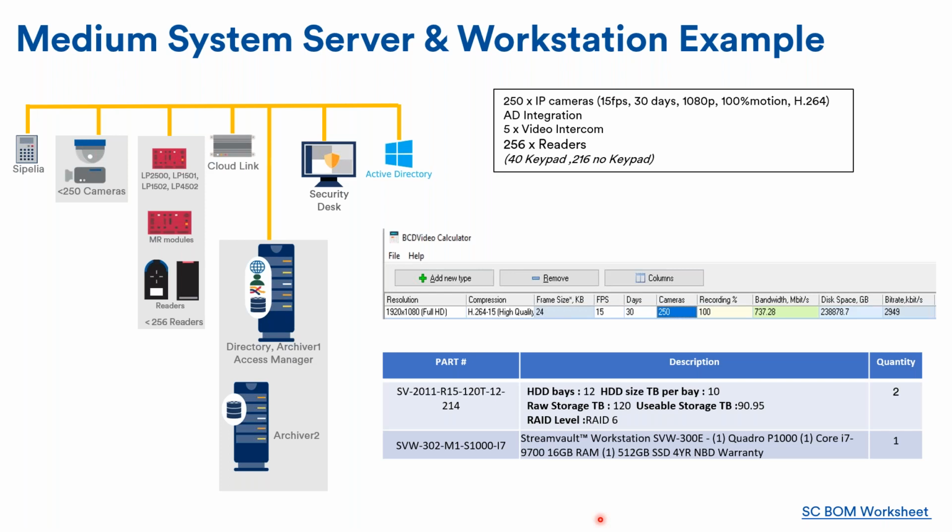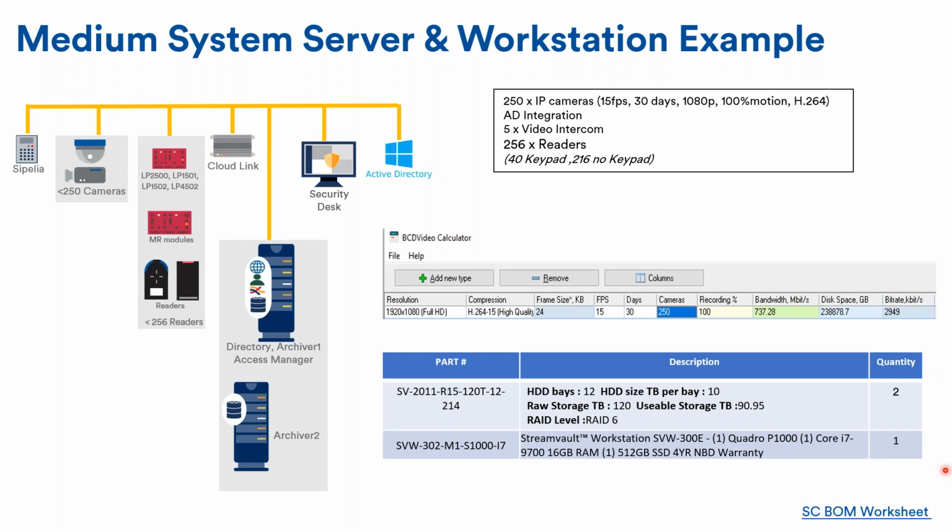First of all, we would look into what kind of server would be suitable. Using the BCD video calculator, we can input our values to get the bandwidth consumption. As we can see over here, the bandwidth consumption for this specific environment with 250 cameras at this resolution and frame rate is 737 megabits per second. This is obviously quite a high bandwidth consumption, which means we would need multiple servers to be able to host that.